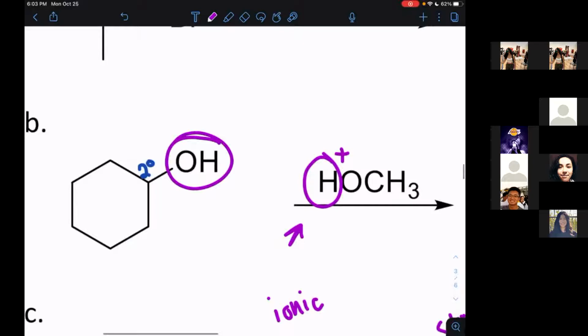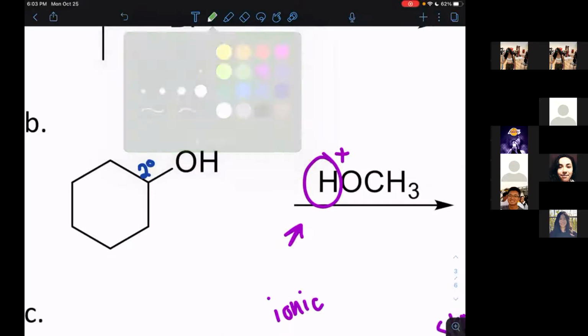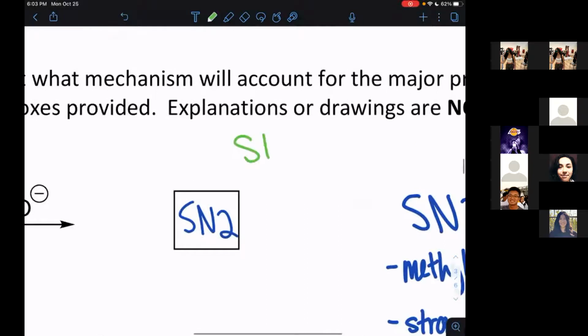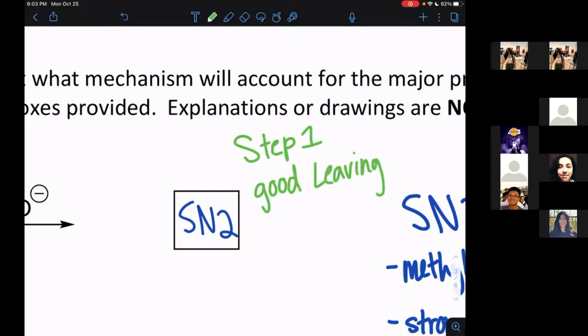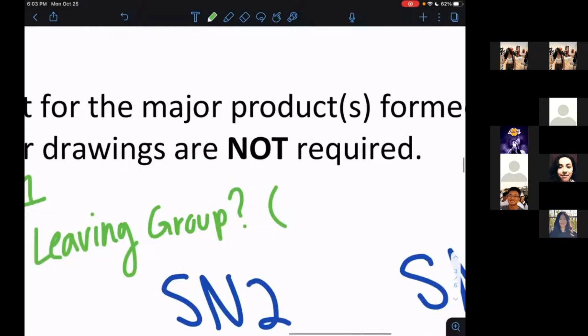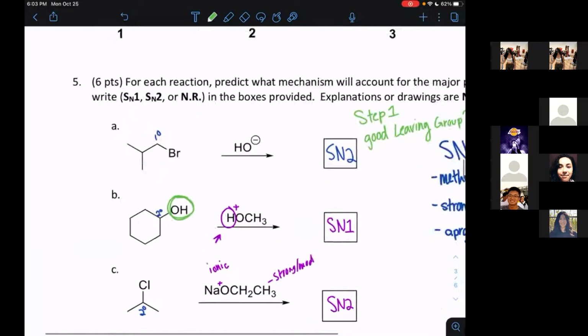Okay, so that is step one: a good leaving group. You would need a strong acid in order to turn the OH into H2O, which would be a good leaving group if the reaction were to occur.